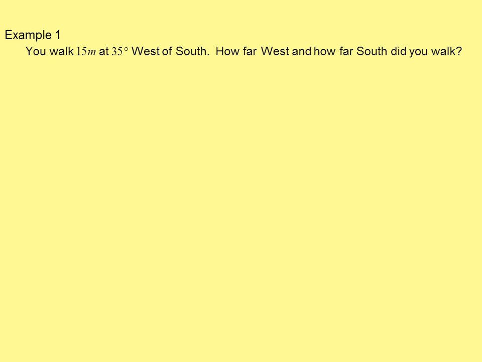So let's start out by drawing the 15-meter vector at 35 degrees west of south. These are our crosshairs. West of south would mean that we rotate to the west from the south. So there's 35 degrees west of south, and there's our 15-meter vector. Since this is a displacement vector, it's in meters, I'm going to call that d. If we have a velocity vector, we would call it v. So d for displacement.